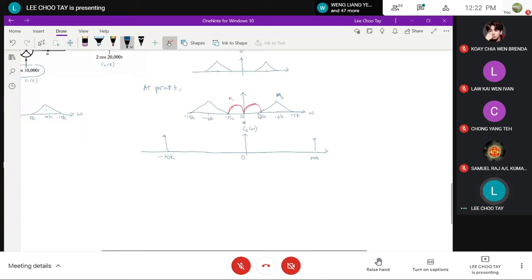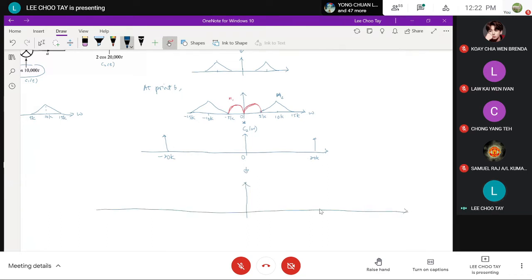Now we have a more complex spectrum that consists of two messages. When we convolve, it's actually the same thing. We take the whole spectrum from minus 15k to 10k. Instead of centering at zero, it's going to center at 20k after we convolve with a carrier of 20k. So this is my 20k, zero, my minus 20k. I'm going to center at here.